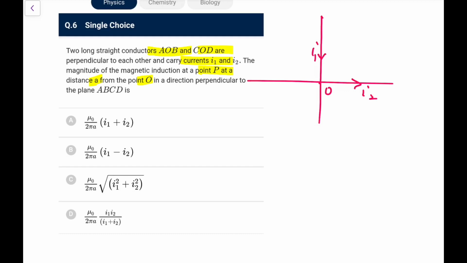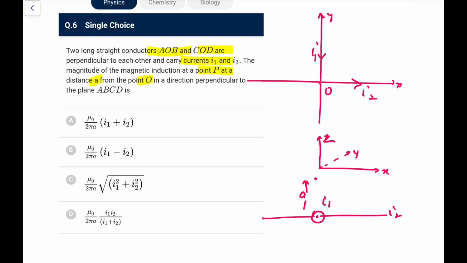It would be better if I can draw these two. Let's say this is the x-axis, this is the y-axis, so I draw like this. This is the x-axis, this is the y-axis, and let's say this is the z-axis. So in drawing this wire I1, because it is taking minus y, I can draw it like this, I1, and this wire is I2. And let's say you have a point like this at a distance A.